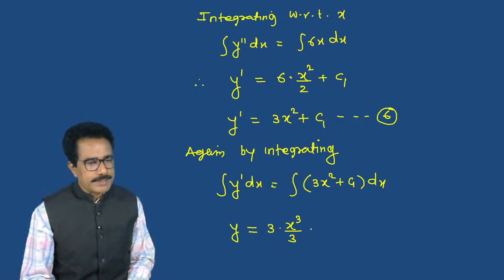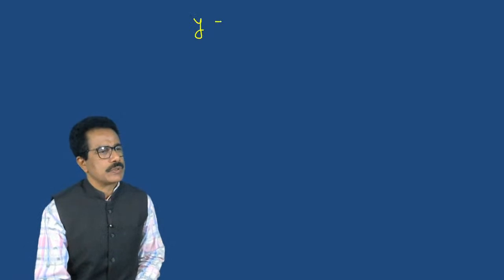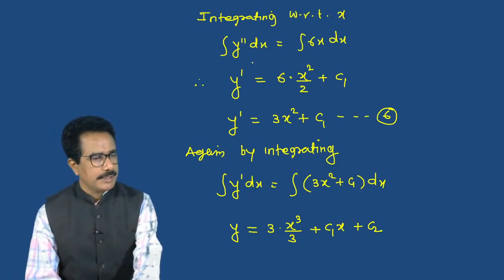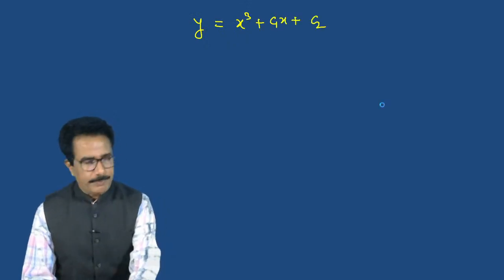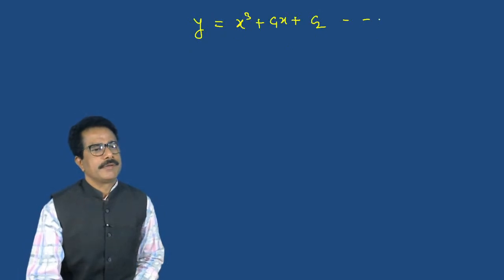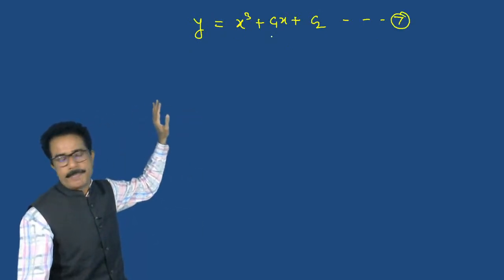Plus c1, the integration with respect to x is c1 into x plus c2. So we can write this as y is equal to x cube plus c1x plus c2. Suppose this is equation number 7. Actually this is the required equation of the curve.